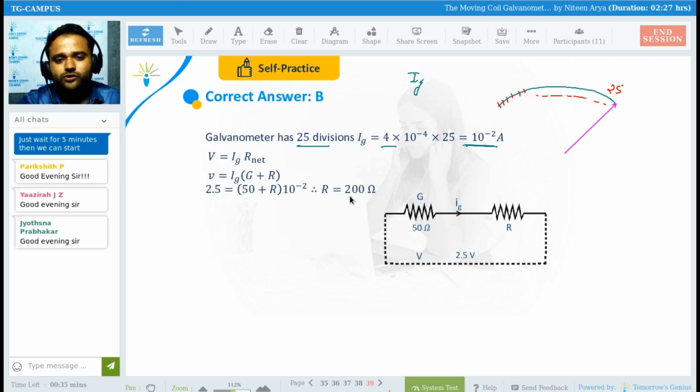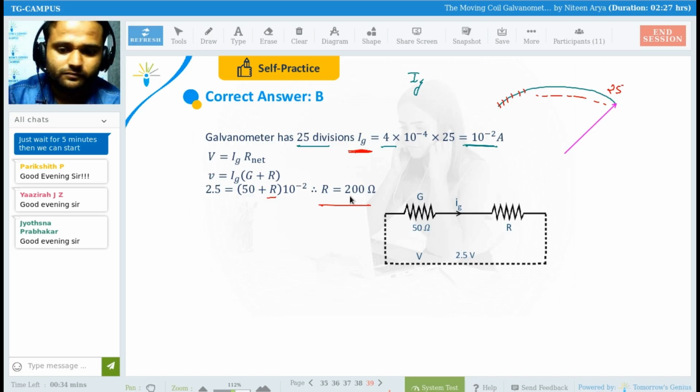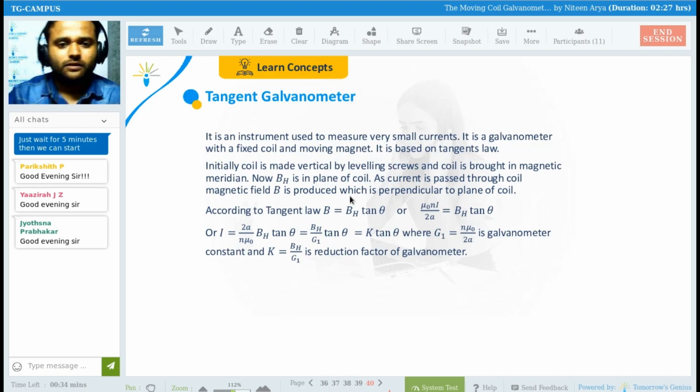So then V equals Ig into R net. R net is nothing but G plus R. We need to find R. So from a very easy method, R is 200 ohm. Is this clear, everyone? The main catch is here in finding Ig. Clear? Is this clear with everyone? Good.